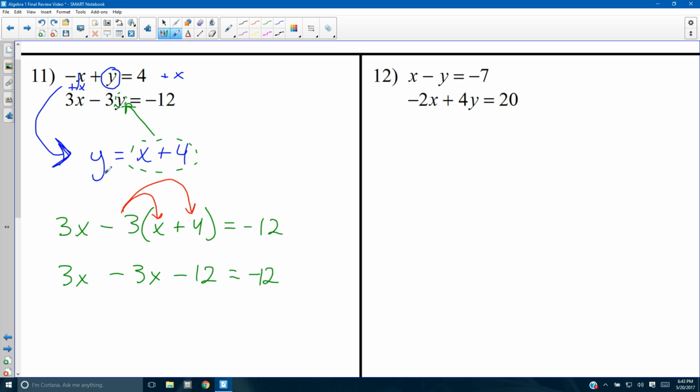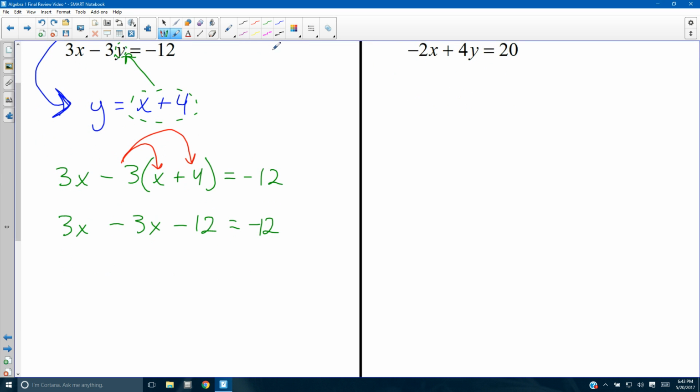Now, before I do any adding or moving over, let's simplify these things. Combine like terms. 3x minus 3x equals 0. And let's add 12. Do we have to add 12 to both sides? Take a look at the statement you have right now. All x's are gone. All y's are gone. You have -12 equals -12.